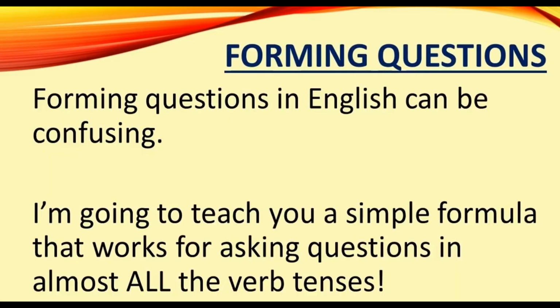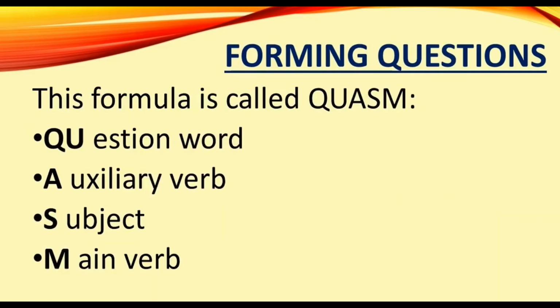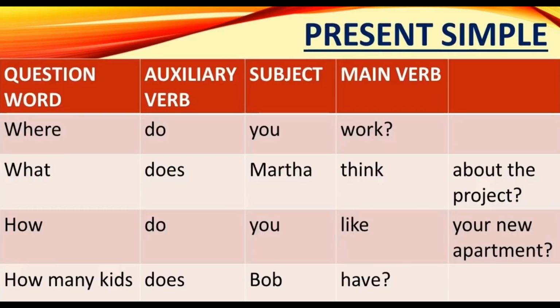Forming questions in English can be confusing, but today I'm going to teach you a simple formula that works for asking questions in almost all the verb tenses. This formula is called QUASM: question word, auxiliary verb, subject, main verb. Let's see how it works in the present simple.